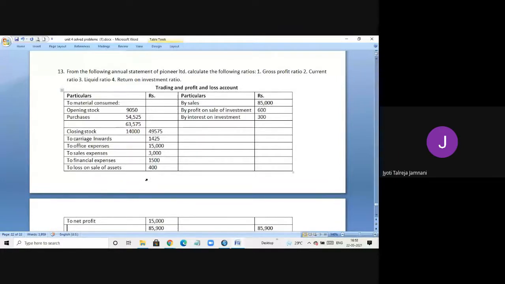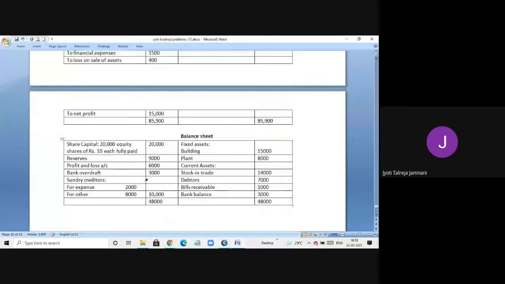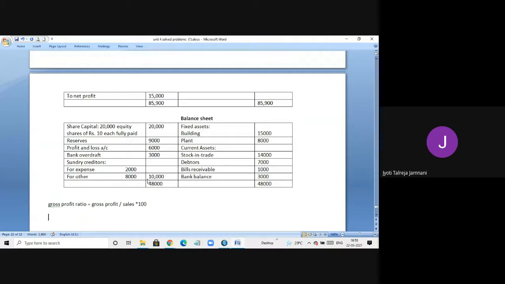Now the last sum, we'll do it fast. Only a few things asked. In the 13th one, they've asked the gross profit ratio, current ratio, liquid ratio, and return on investment ratio. So let's first start with the gross profit ratio. For the gross profit ratio, the formula itself says that we have to do profit divided by sales into 100. So gross profit divided by sales into 100.